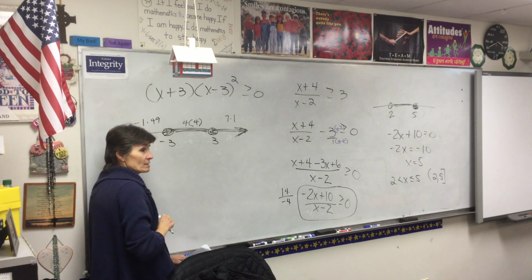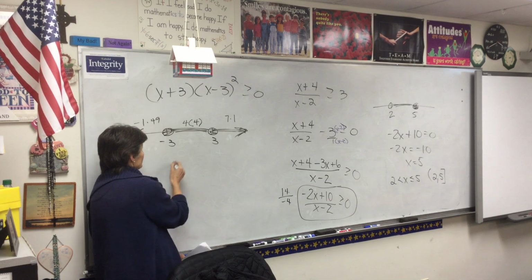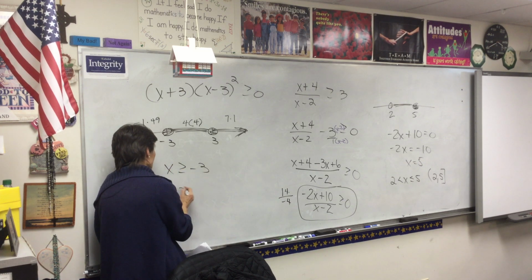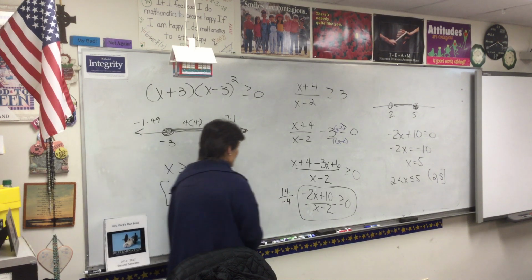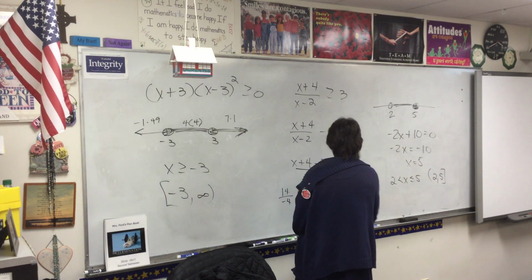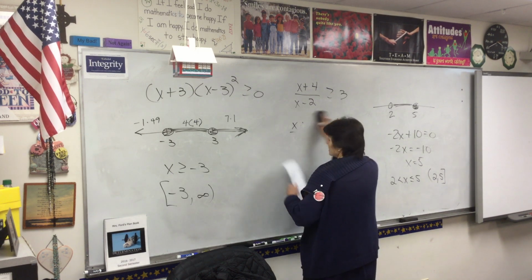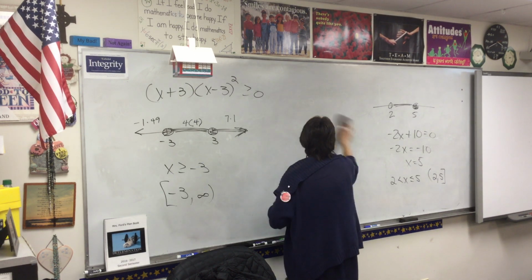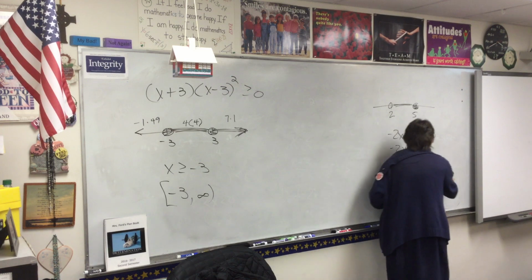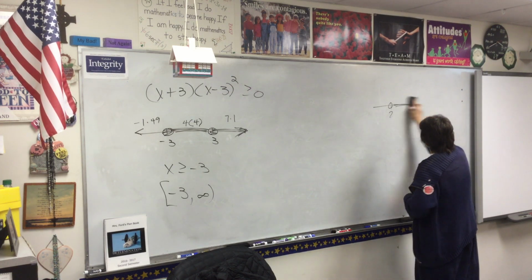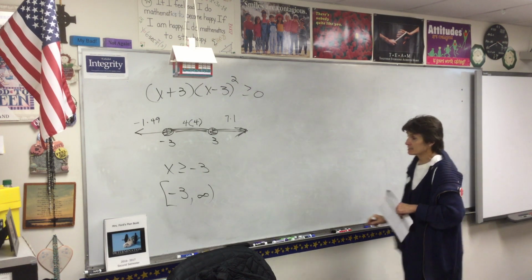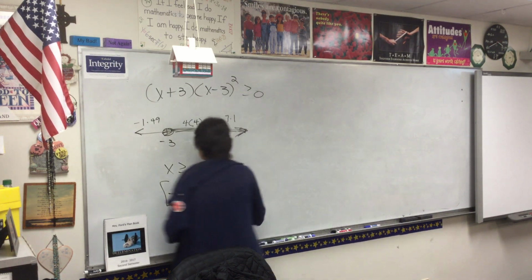So what do I write down as my final answer? x is greater than or equal to negative 3. Exactly. x is greater than or equal to negative 3. That's all, because that's what's shaded up there. Remember, your answer is just what's shaded.